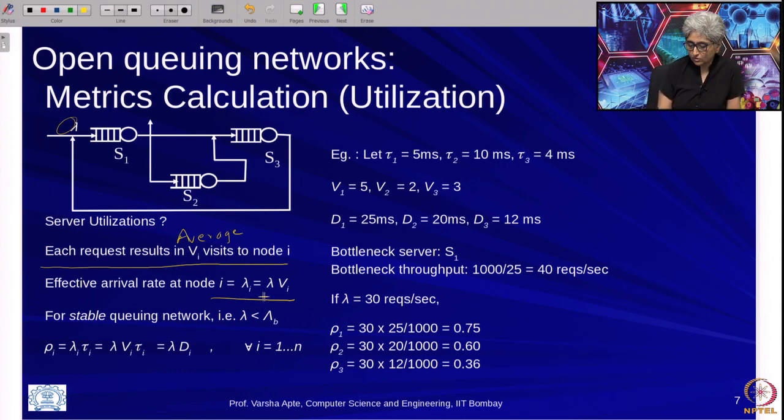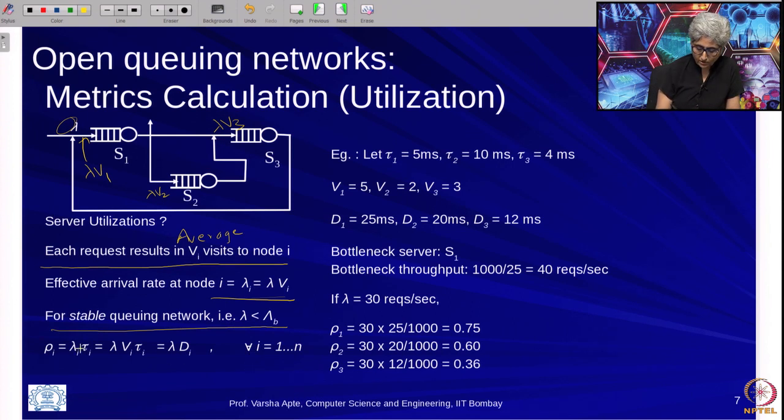So effective arrival rates are denoted by lambda I, which is lambda multiplied by VI. So the arrival rate here is going to be lambda V1, the arrival rate here is lambda V3, and the arrival rate here is lambda V2. Okay. So for a stable queuing network, which is where the external arrival rate is less than the bottleneck throughput, only then can the system be stable.